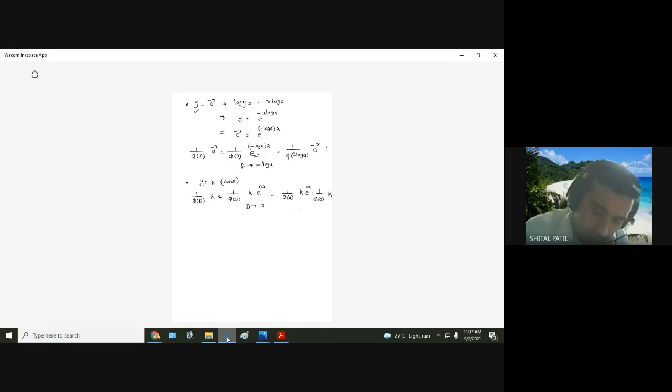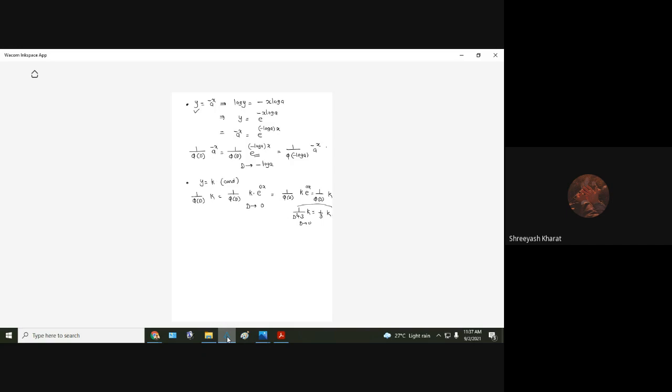Arey, suppose I have 1 upon d square plus 3 operated on some constant. So I'd replace d by 0, na. So how will it become? It will be 1 upon 3 into k. Yes or no? Yes, sir.